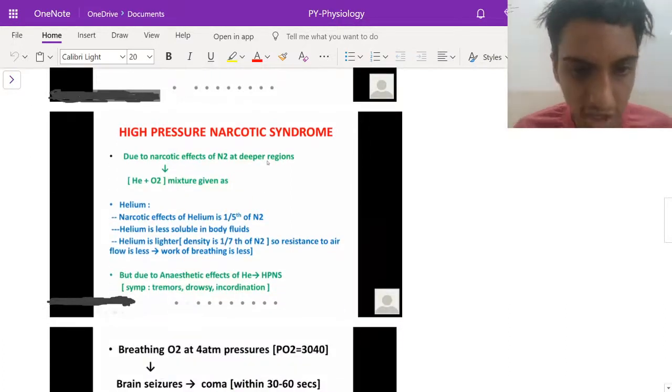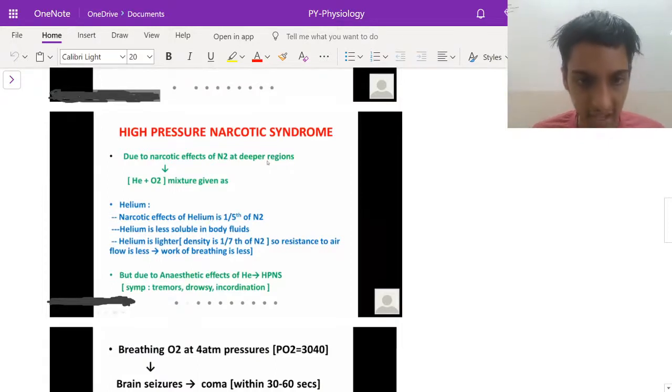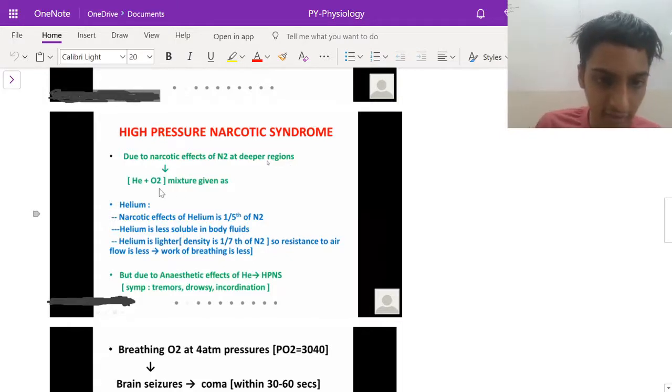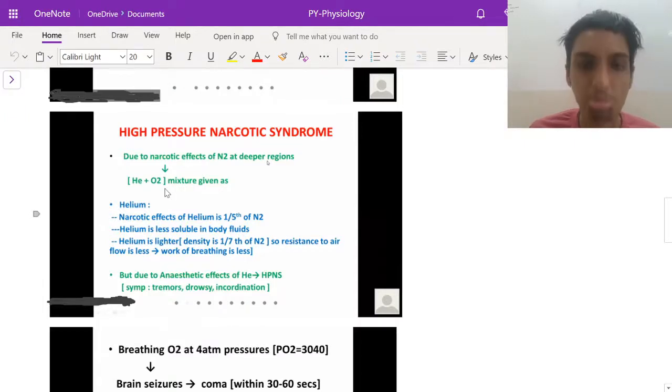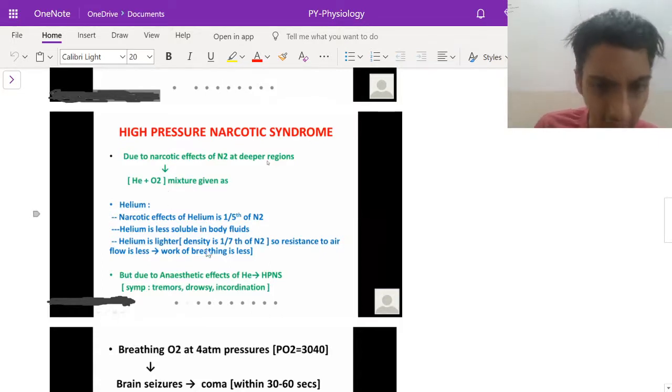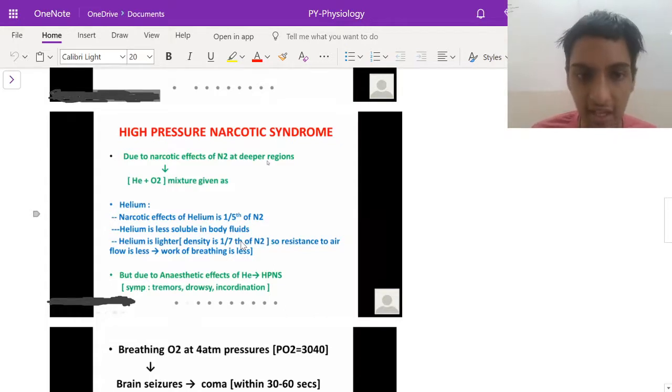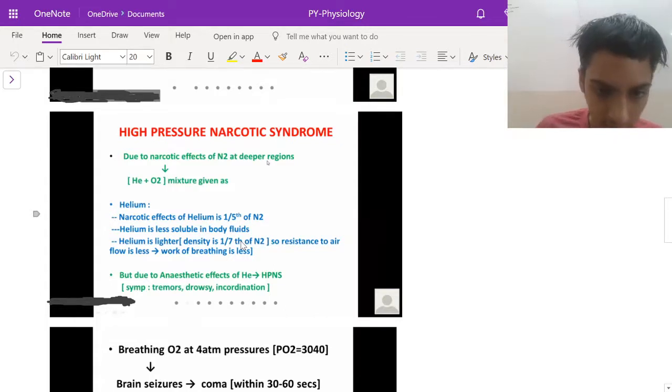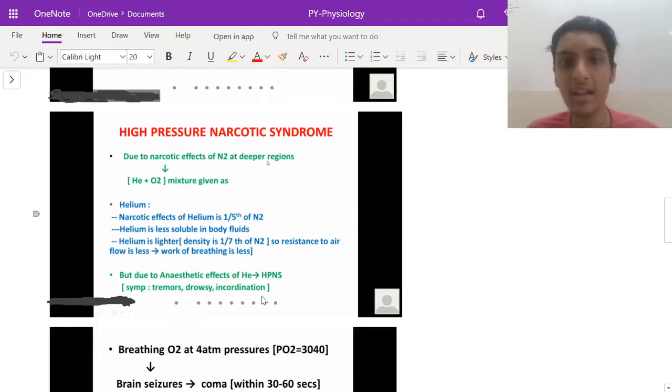Now coming to high pressure narcotic syndrome, we have the narcotic effects of nitrogen at deeper regions where we have the helium and oxygen mixture. Why helium is preferred? Because narcotic effects are very less. It is a noble gas or inert gas. It doesn't react much, helium, and is very light. Density is 1/7 that of nitrogen. So air resistance will be very less. But if we take nitrogen, it is slightly more. But due to anesthetic effects of helium, it causes tremors, drowsiness and incoordination.